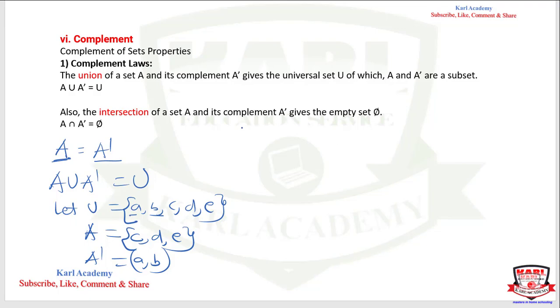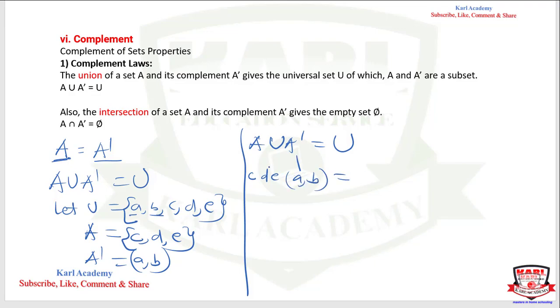Now you take the same A union A complement, and you'll just get the universal set. A is {C, D, E}, and A complement is {A, B}. After that union operation, you find that you're getting {A, B, C, D, E}, and this one is what we call the universal set, and we have proved that first property. Then the other one is talking of intersection.